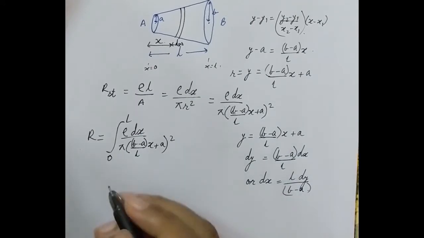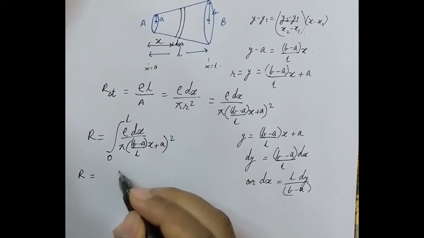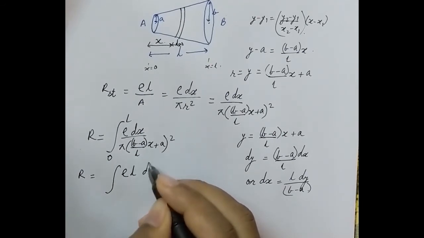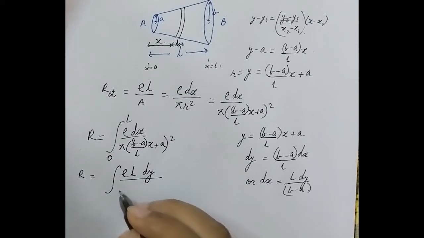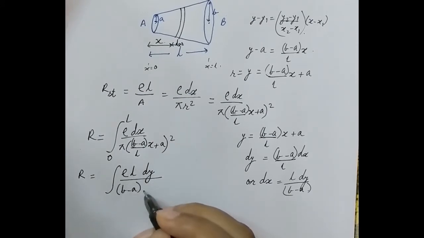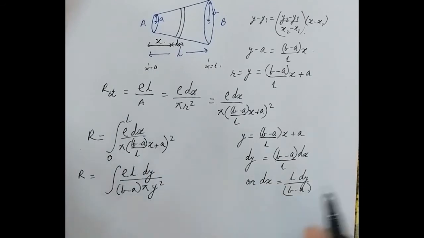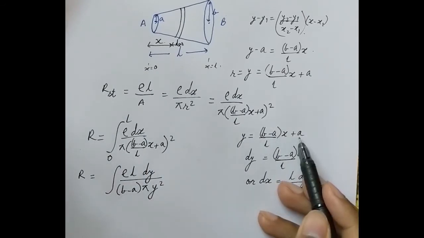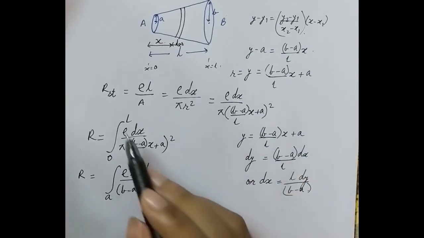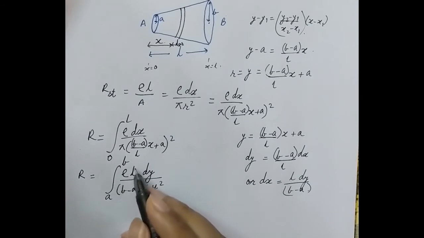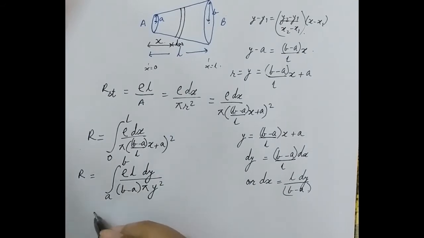We replace that in here, so our resistance now becomes rho L dy divided by (B minus A) into pi, and this entire term drops down to y square. We also need to find the limits of y. To do that, let's put the values of 0 and L at the 2 points. If x is equal to 0, then y is equal to A, and if x is equal to L, then y is equal to B. So y ranges from A to B. And now we can integrate this easily. All these terms over here are constant, so they come out.